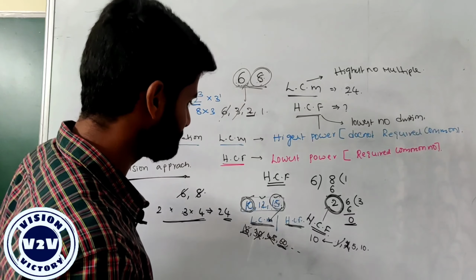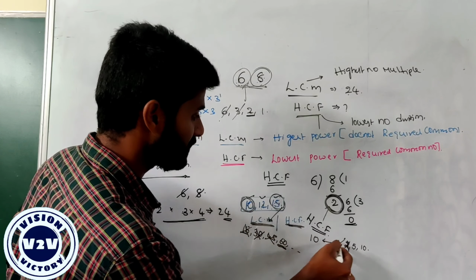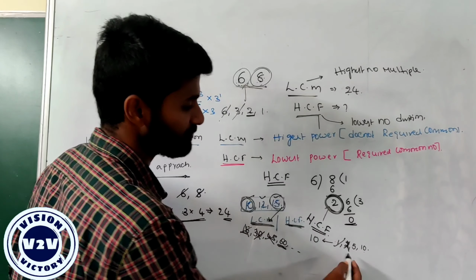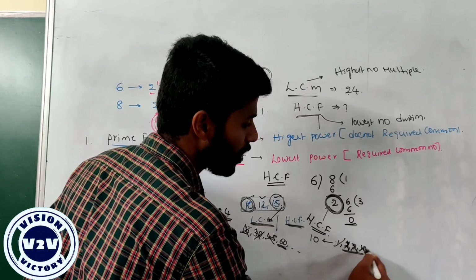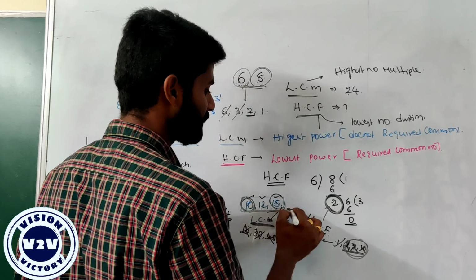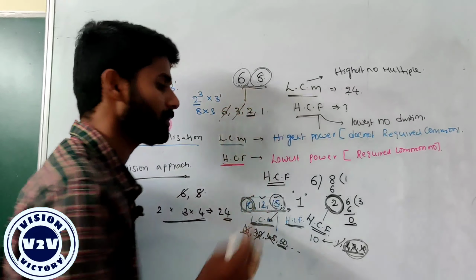And the next number, see, if you go with 5, so 5 twos are 10, 5 threes are 15, 12 is not divisible. Again 10 is not divisible. So out of all these numbers, these are not divisible. Means the HCF of 10, 12, 15 is exactly equal to 1 only.